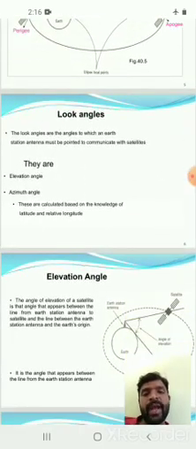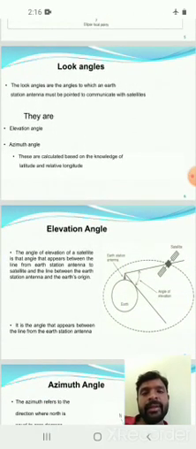Next, look angles. The look angles are the angles to which the Earth station antenna must be pointed to communicate with satellites. So the look angles are used for pointing the antenna to the satellite position in an orbit, that is, pointing at a satellite from Earth for communication purposes.